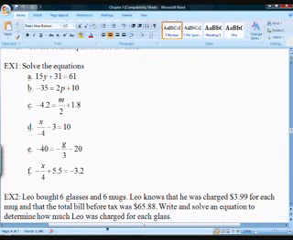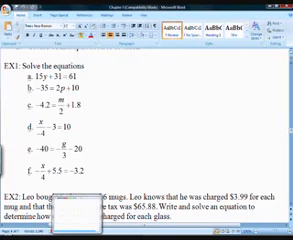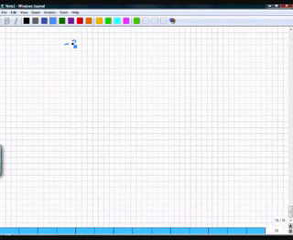Next problem. Negative 35 equals 2p plus 10. Negative 35 equals 2p plus 10. Randy, what are we trying to get by itself?